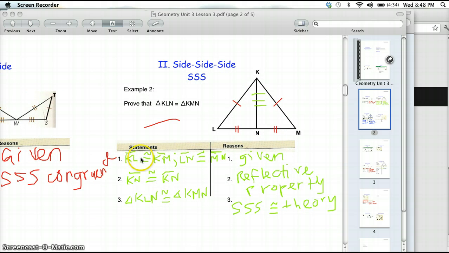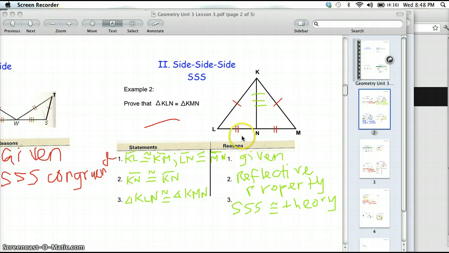Now what was given to us, so here in the diagram, the red marks were actually the ones that were given to us. So side KL is congruent to side KM. And then we've got side LN is congruent to side MN. And that was given to us. So the reason, the statement, we just stated it, and the reason is that it was given to us.